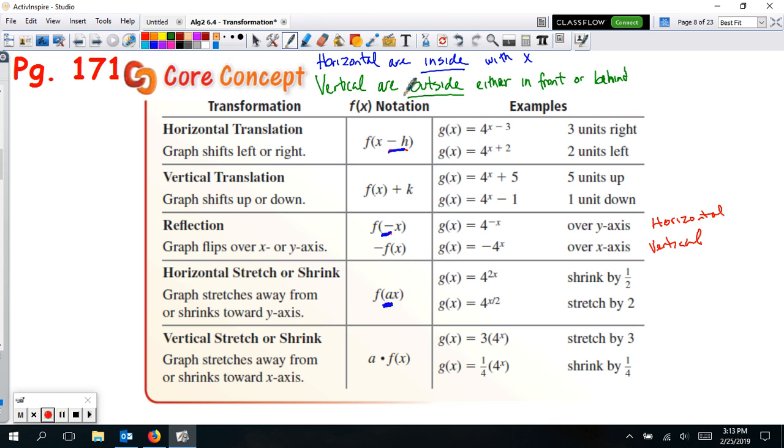And I'll make these ones green for vertical. Vertical are on the outside, so our k number is on the outside. See here? There's where the x is in the exponent, but then it says plus 5, minus 1. That means it's going to be shifting it up or down. Or here's the negative sign here, outside of x.